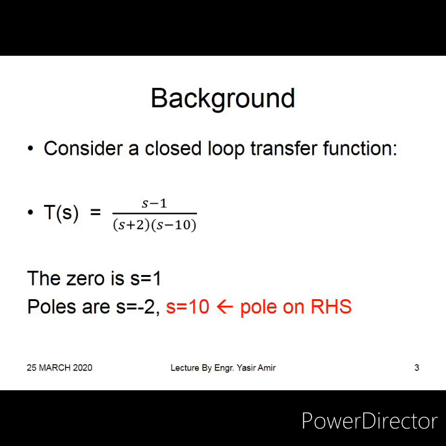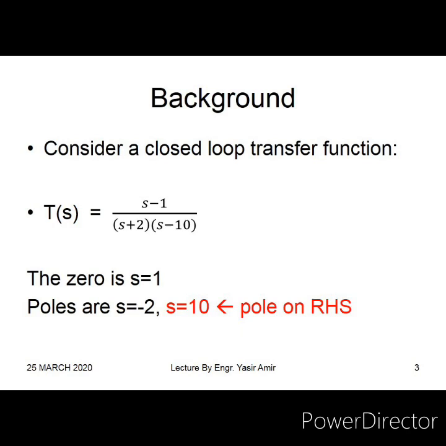We are concerned about finding whether this given system is stable or not, and the transfer function of that system is T of s, which is s minus 1 upon s plus 2 and s minus 10. In the numerator we have a zero, and if we equate s minus 1 to 0, we get s equal to 1. That is called the zero of the system. In the denominator we have two poles. If we equate s plus 2 to 0, we have s equals minus 2, and if we equate s minus 10 to 0, we have s equal to 10. So we have two poles, one at minus 2 and the other at 10.